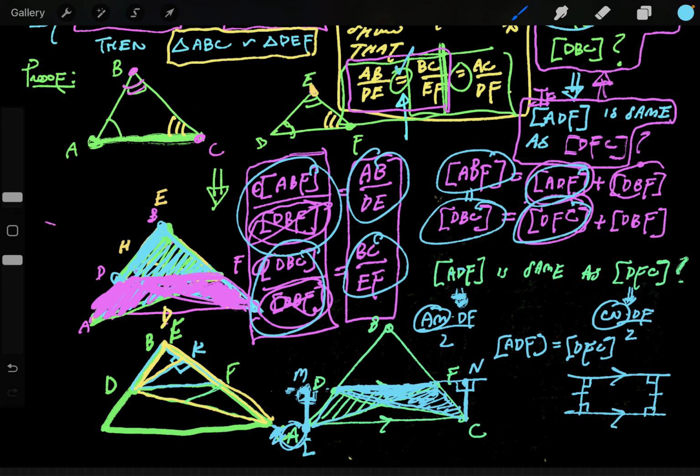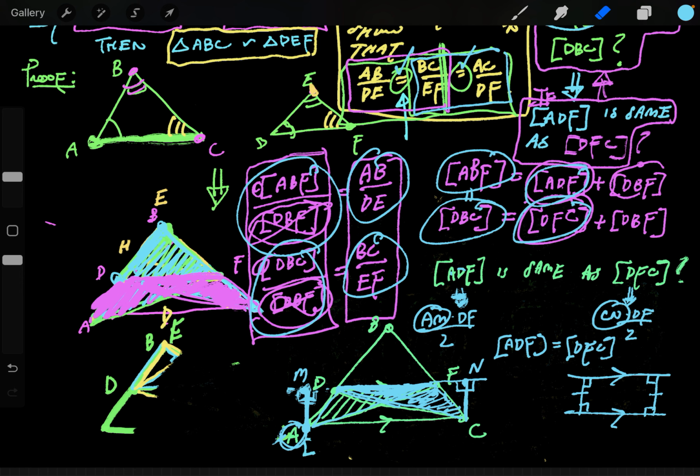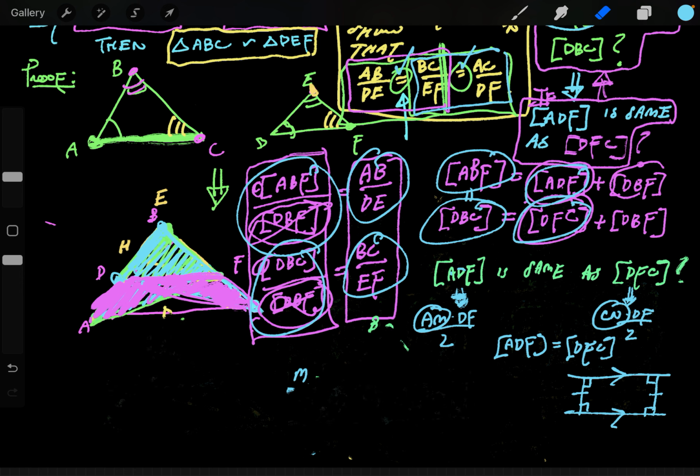To prove the next equality, this one here, you make a similar argument, but you have to turn the triangle. So you do the same thing, but only on the different sides. It's a similar argument, and there's no reason to go through it again.